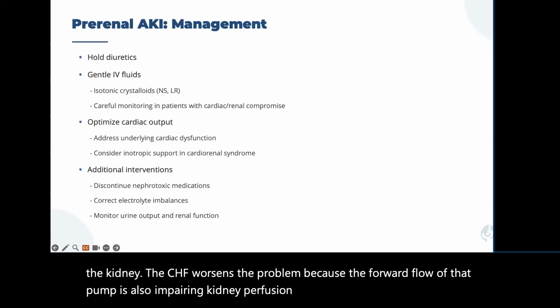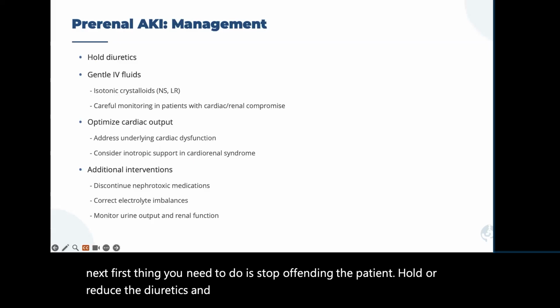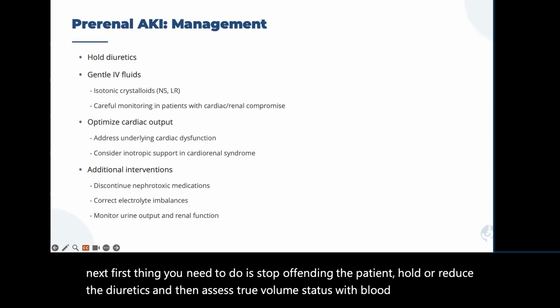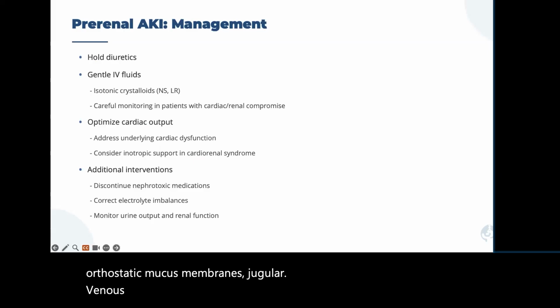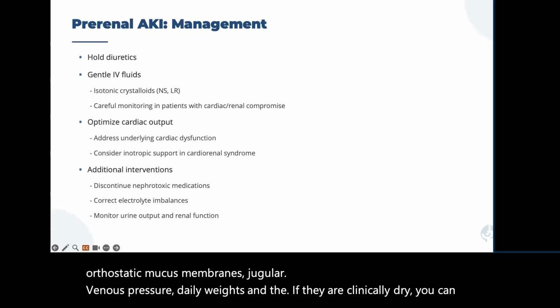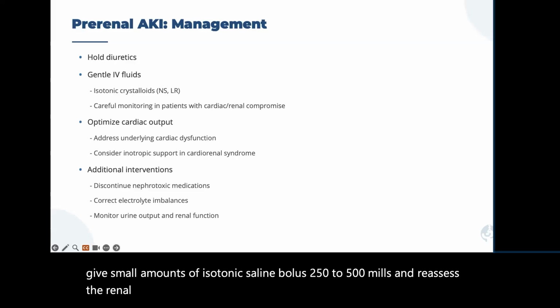So what do we do next? Well, the first thing you need to do is stop offending the patient. Hold or reduce the diuretics, and then assess true volume status with blood pressure, orthostatics, mucous membranes, jugular venous pressure, daily weights, and the like. If they are clinically dry, you can give small amounts of isotonic saline bolus, 250 to 500 mLs, and reassess the renal function and a lung exam. You don't want to drown the patient in saving the kidneys.